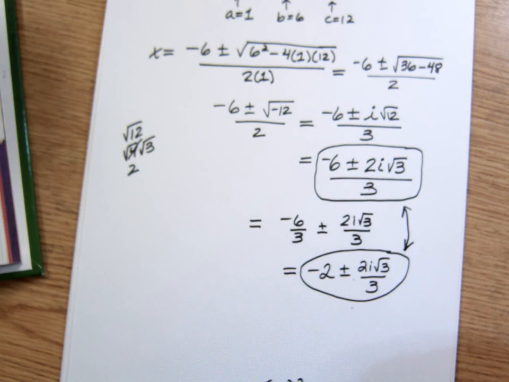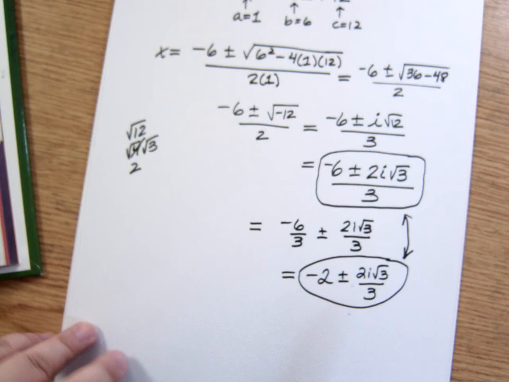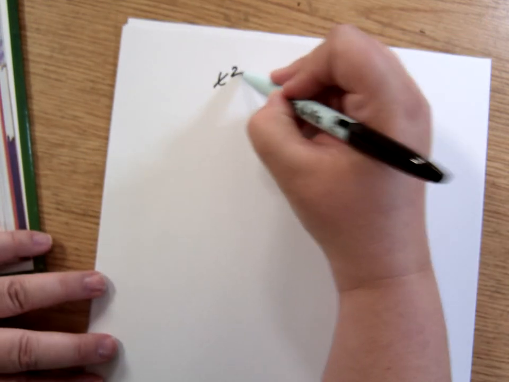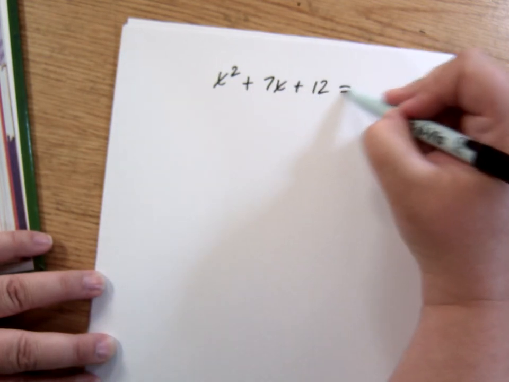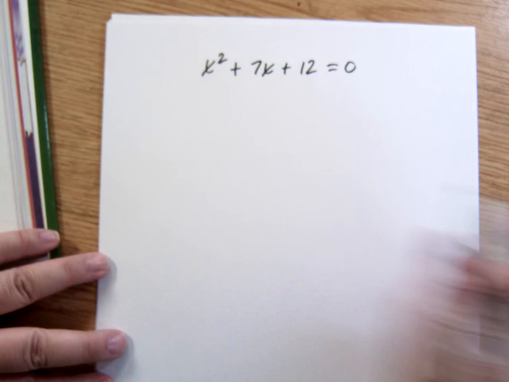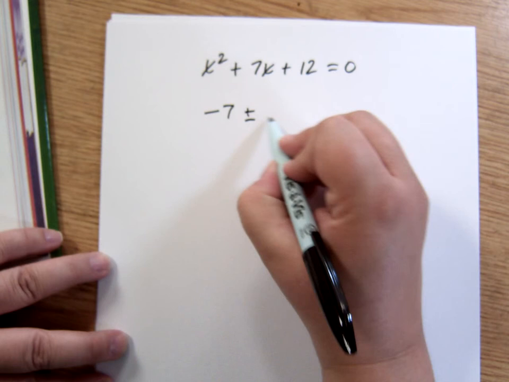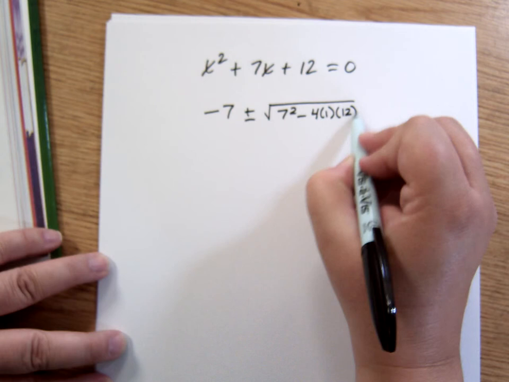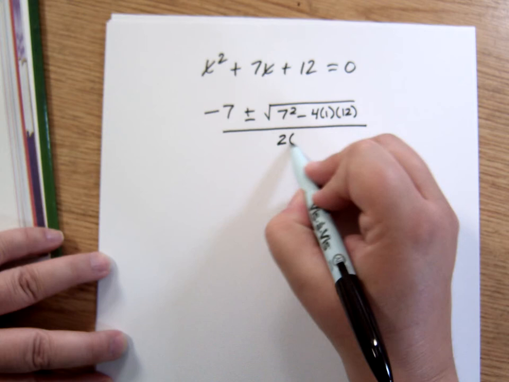You don't always have to end up with something underneath the radical when you use the quadratic formula, but very often you do. Let me point out one more thing that can happen when you do the quadratic formula. Let's do x squared plus 7x plus 12 equals 0. And I'm going to solve this with the quadratic formula. Find the zeros. So opposite of b is -7 plus or minus the square root of 7 squared minus 4 times 1 times 12. Because 1 is my a and 12 is my c. All over 2 times 1.